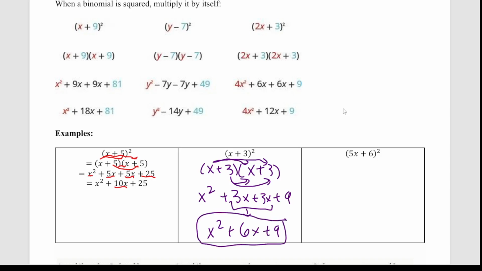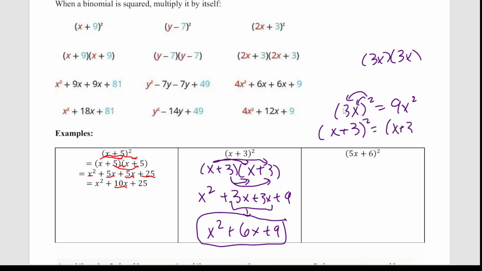Notice how I didn't just distribute the squaring over the x and the 3. I am not allowed to distribute an exponent over addition. You are allowed to do it over multiplication, so if I have 3x squared, that does indeed equal 9 times x squared, because 3x squared, recall, means 3x times 3x. But if I have x plus 3 squared, that's an x plus 3 times another x plus 3, which means I have to FOIL it out. You're not allowed to just jump to distributing it.